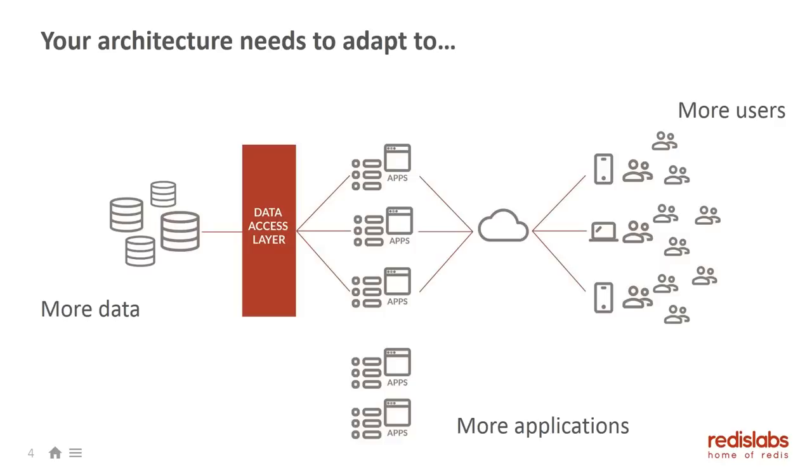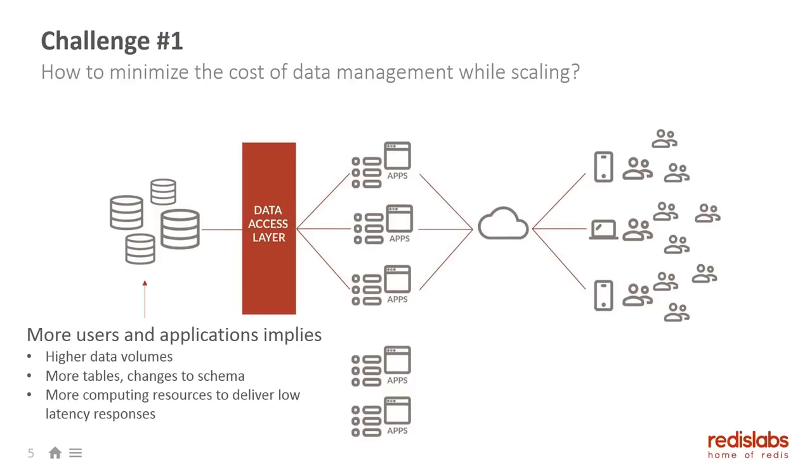The problem with your architecture is it has to adapt to more users. Over a period of time, you get more users. And also, with the same infrastructure, you add more applications and more features. With more users and more applications, you have more data, more tables to manage, and your database grows bigger and bigger. I'll present four very common challenges.